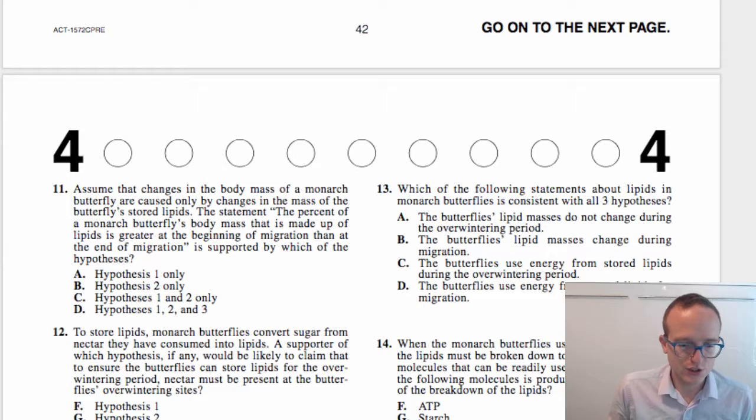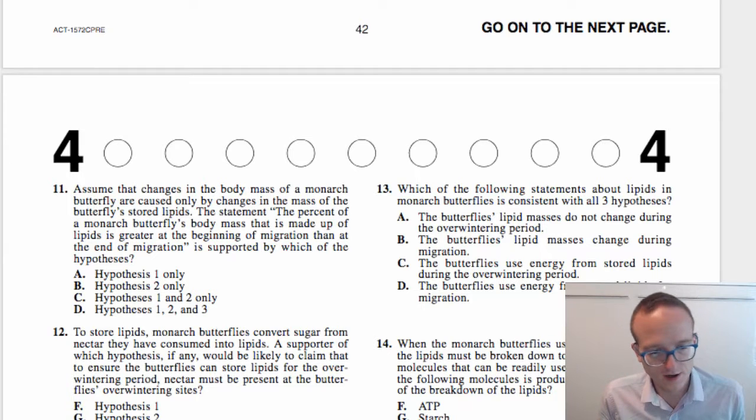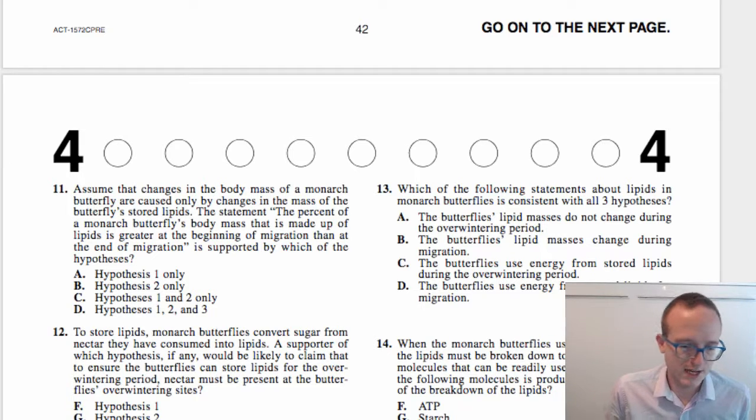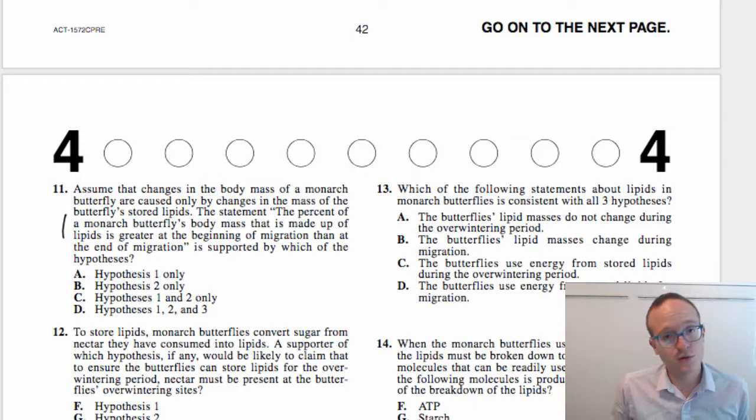Assume that changes in the body mass of a monarch butterfly are caused only by the changes in mass of the butterfly's stored lipids. The statement, the percent of a monarch butterfly's body mass that is made up of lipids is greater at the beginning of migration than at the end of migration, is supported by which hypothesis? Okay. So we already know that the lipid mass increases for hypothesis 3, so we can immediately throw out answer D here.